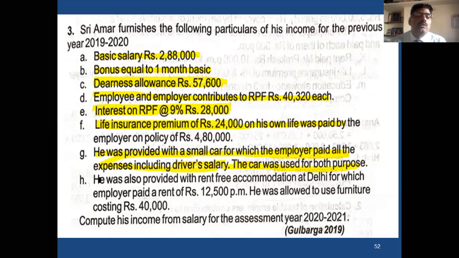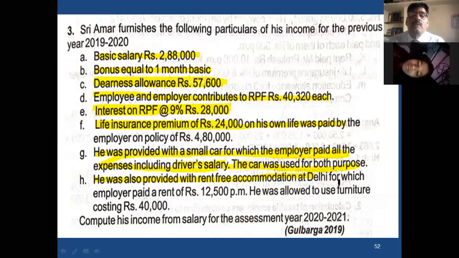Next point is related to he was provided with rent-free accommodation in Delhi. Okay, Delhi. What is the population of Delhi? Do you know? If anybody knows that, you tell me. Population of Delhi.